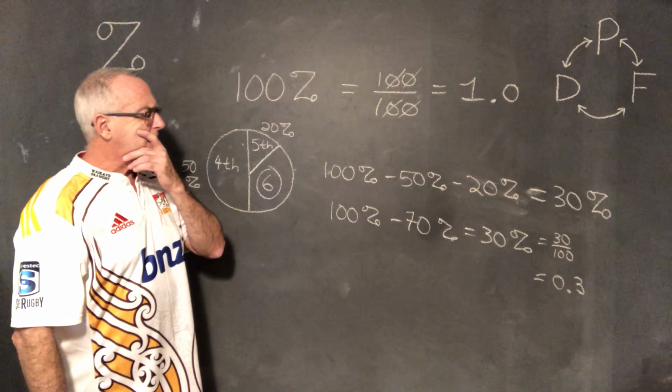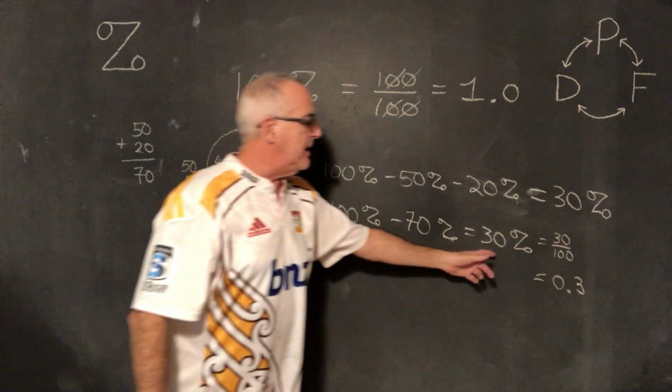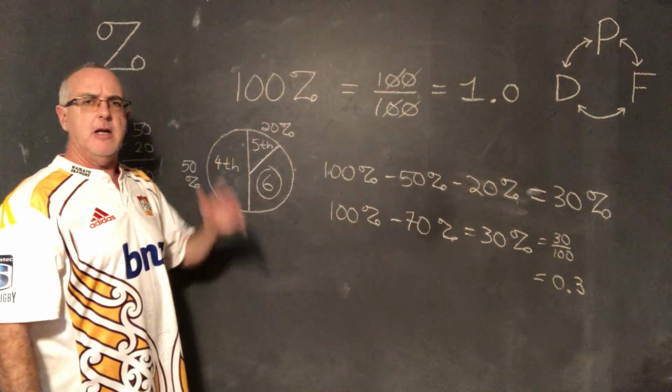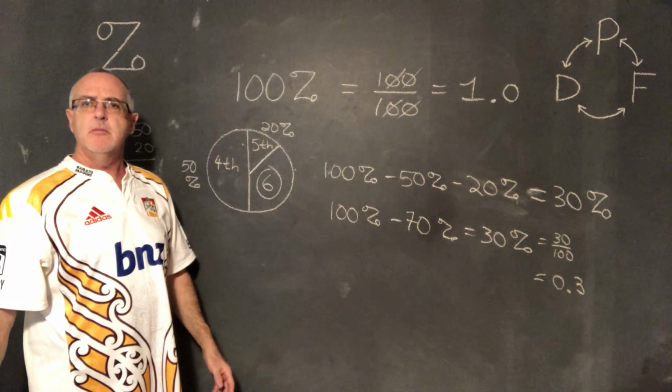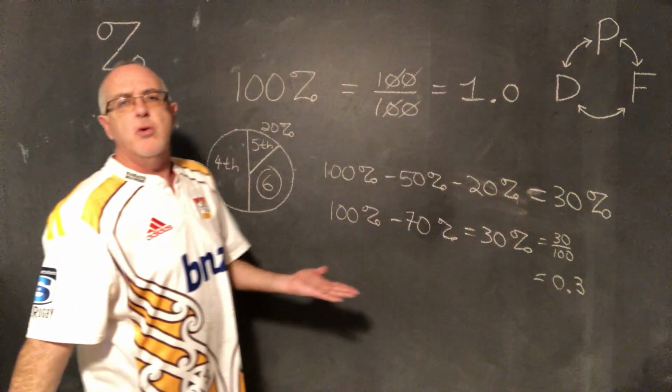Now, which one's the most useful? It depends on what you're talking about. I like the percentage for this type of situation. 30% of the students were in 6th grade. It's clear. When you say 0.3 of the students were in 6th grade, well, it's true.